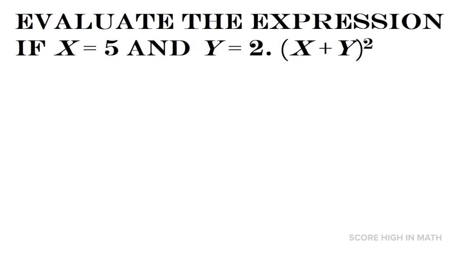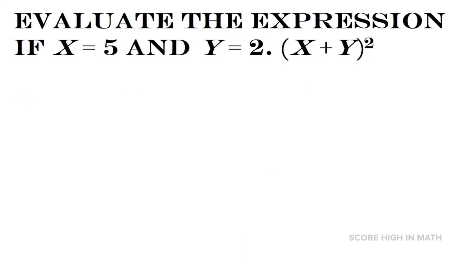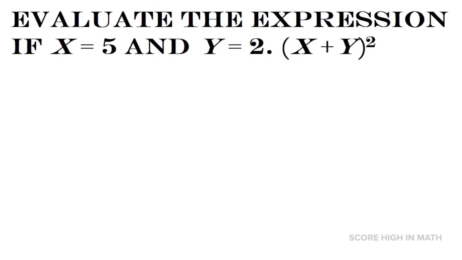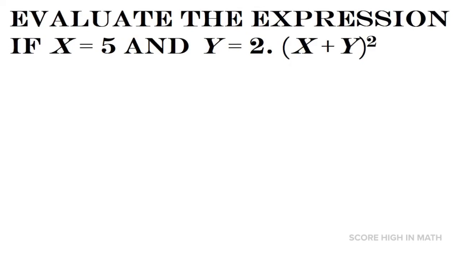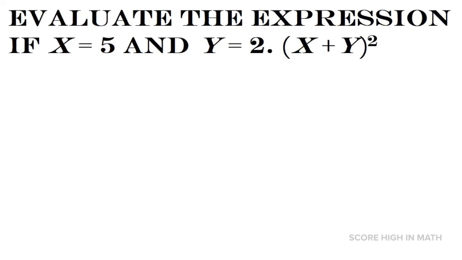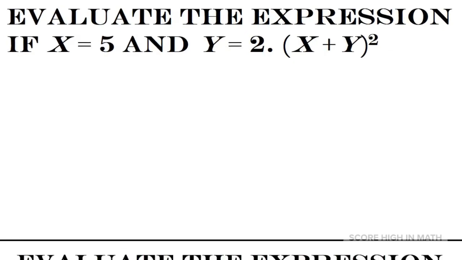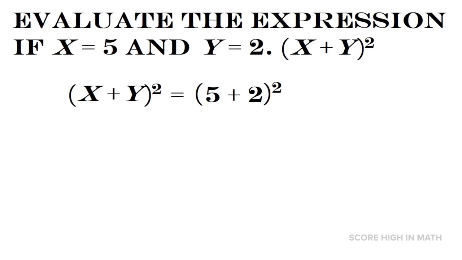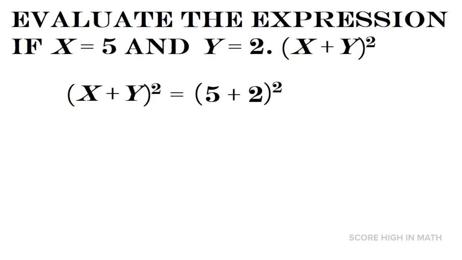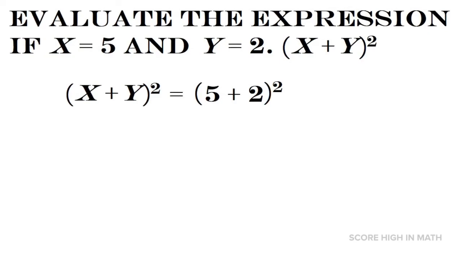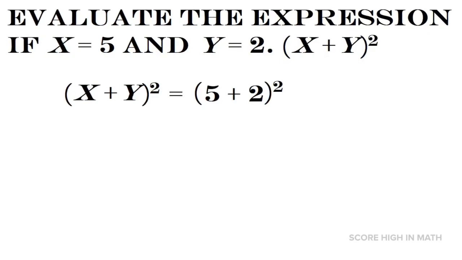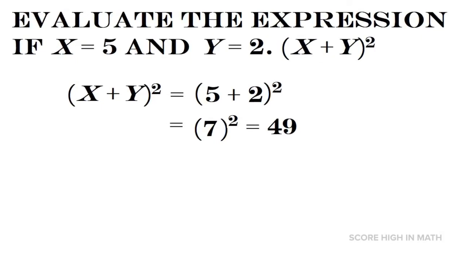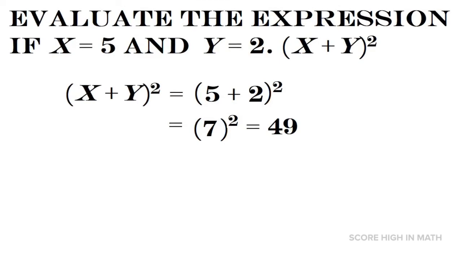Let us work on another example so that you can totally get it. Evaluate the expression if x is equal to 5 and y is equal to 2, when the expression is (x + y) to the power of 2. Substituting the values of x and y, (x + y)^2 is equal to (5 + 2)^2. Simplifying it, 5 plus 2 is equal to 7. So, 7 to the power of 2 is 49.